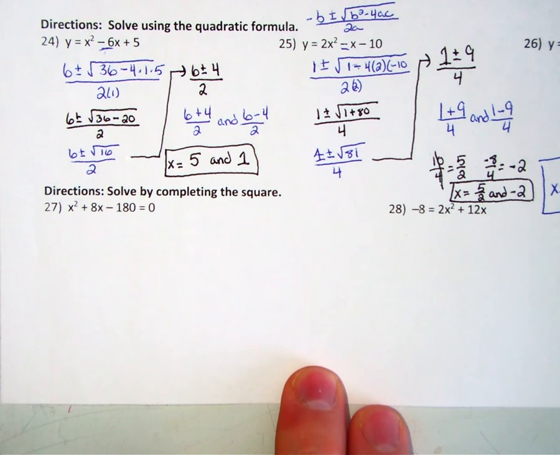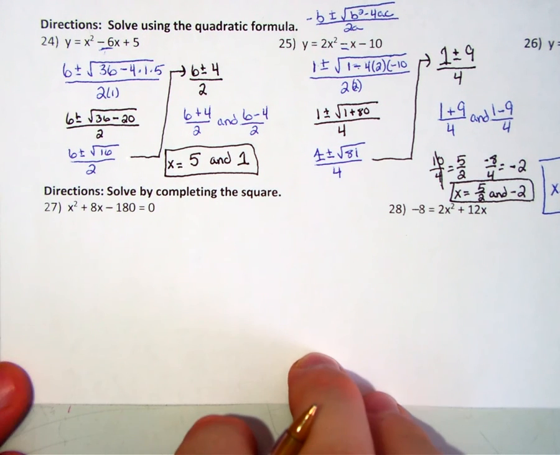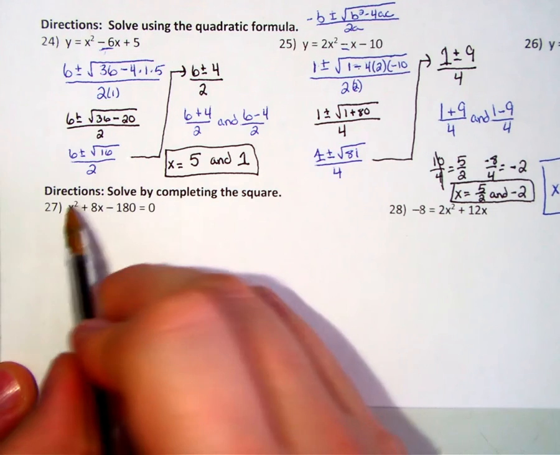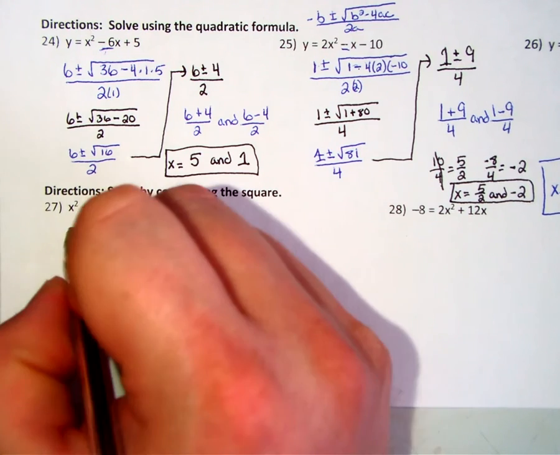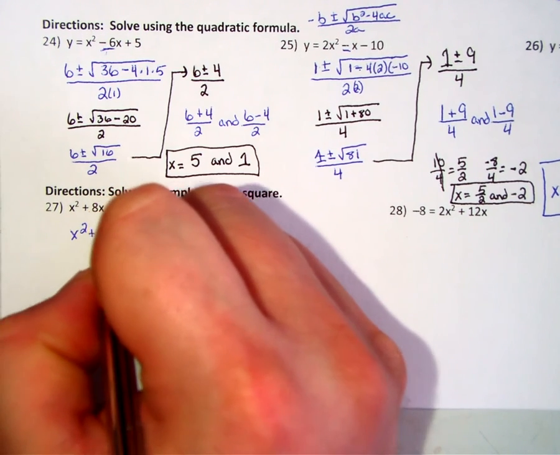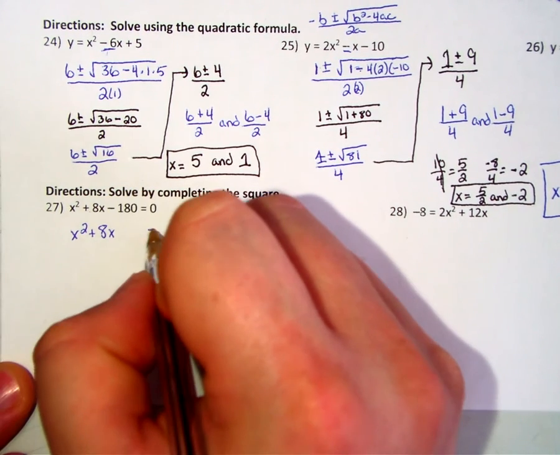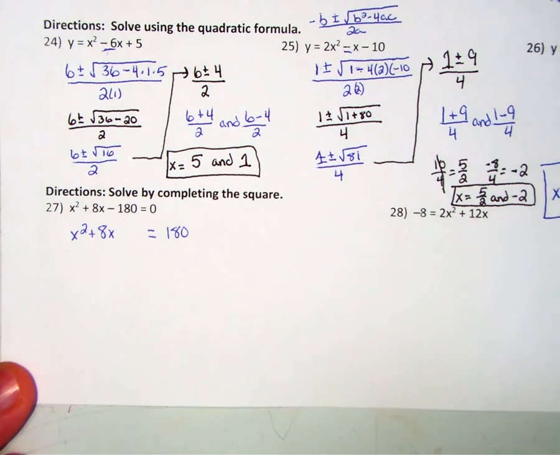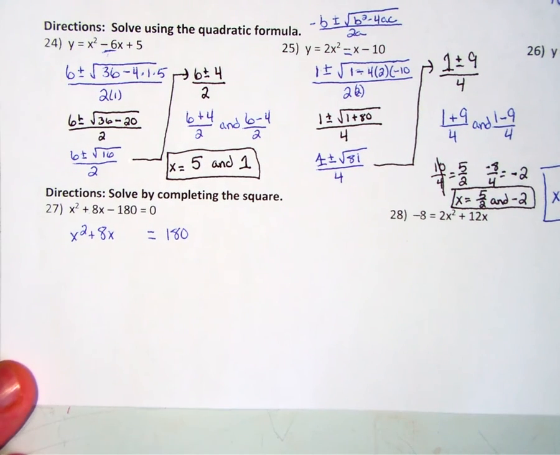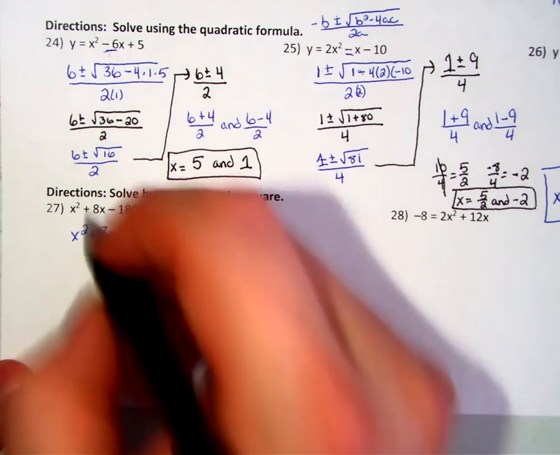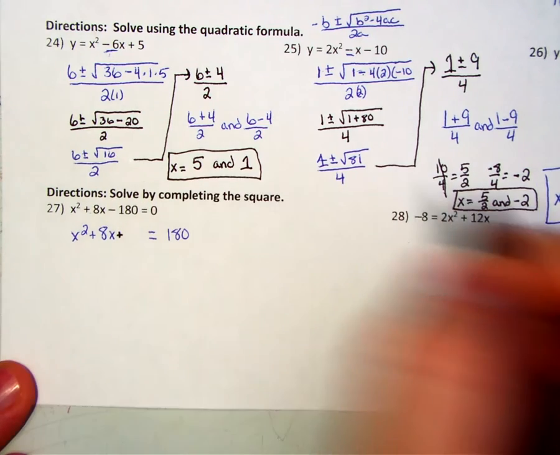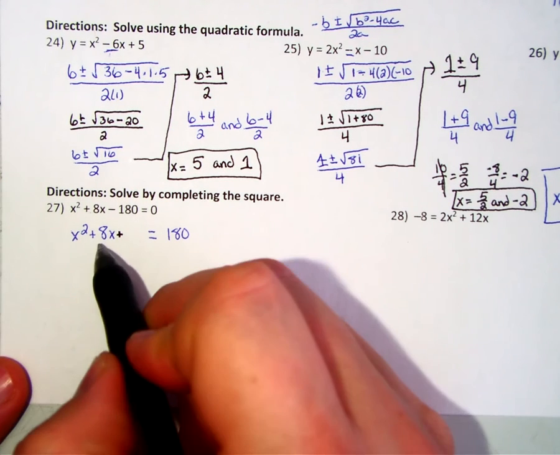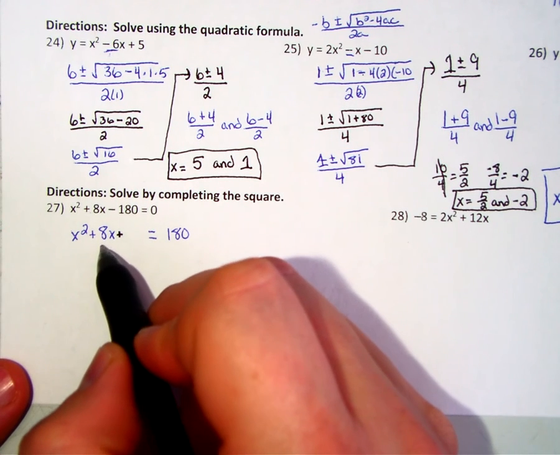All right, solving by completing the square. Now remember, in order to complete the square, we need to get a and b to one side, c to the other. So we have x squared plus 8x is equal to positive 180 because we added 180 to both sides. Now I want to find the value of c that will make a perfect trinomial. The value of c that will make a perfect trinomial is half of b squared.